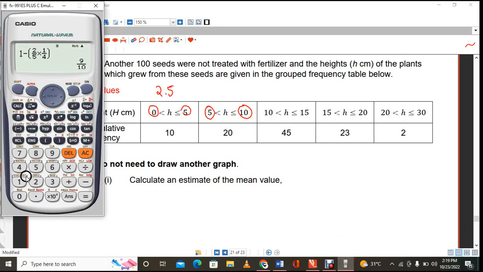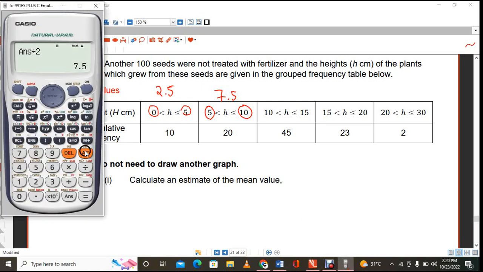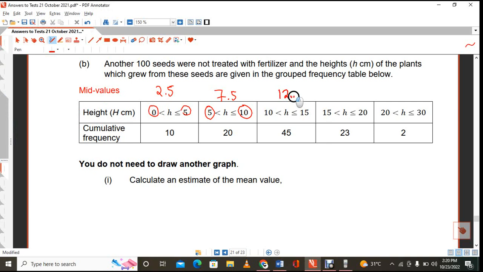In order to find the mid value, you will be saying 10 plus 5, and that gives you 15. And finding half of that, the average will say these ones have a height of about 7.5 centimeters. Doing the next one, we're going to say again 10 add 15, and then you divide that answer by 2, which is 12.5. So we'll say that the heights of these ones on average in this group between 10 and 15 is 12.5.